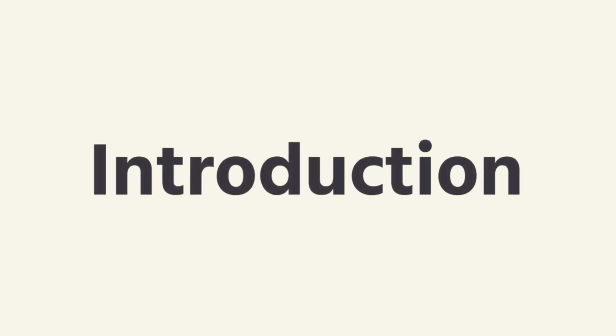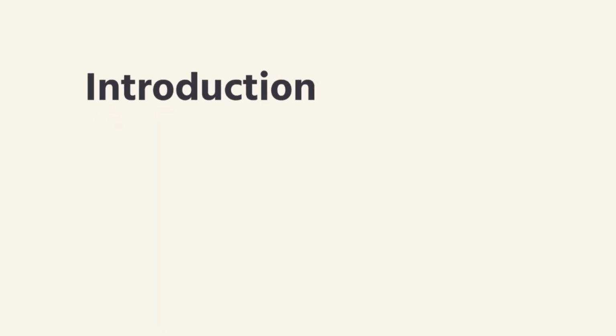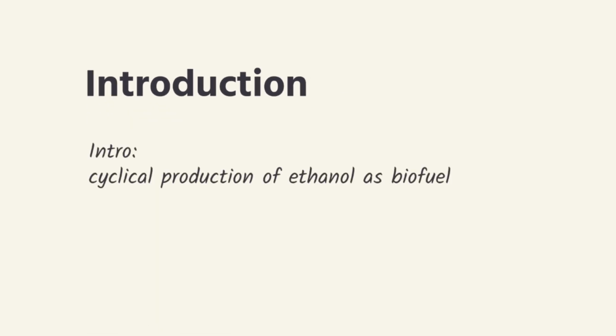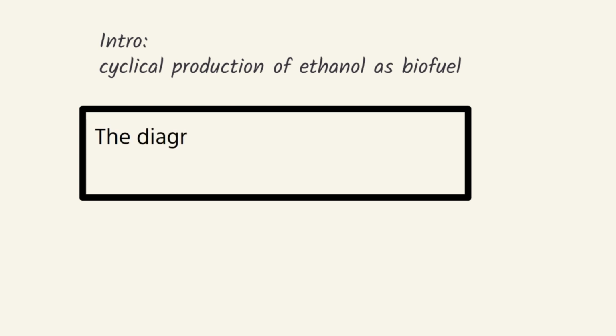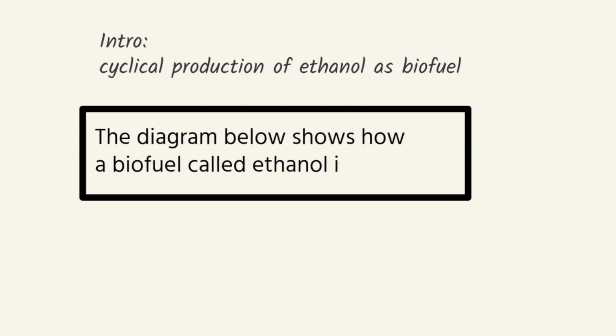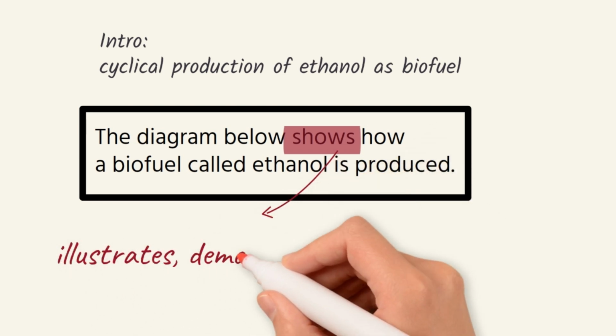Now that we have mapped out our plan, let's follow it to write the essay. Compared with planning, writing is much easier for me. Let's start with writing the introduction. First, paraphrase the topic. The diagram below shows how a biofuel called ethanol is produced. It's time to use our full paraphrasing tips. First, synonyms. Replace the word shows with illustrates or demonstrates.